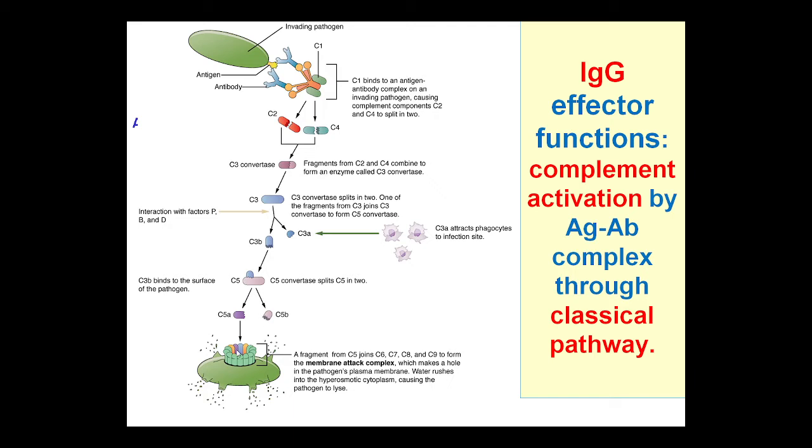C5B attaches to the surface of the bacteria, and C6, 7, 8, and 9 altogether form a tube-like structure that is the pathological pore, which causes leakage of water and ions from the bacteria, and finally lysis of the bacteria. So, this is the classical pathway of activation of the complement system.